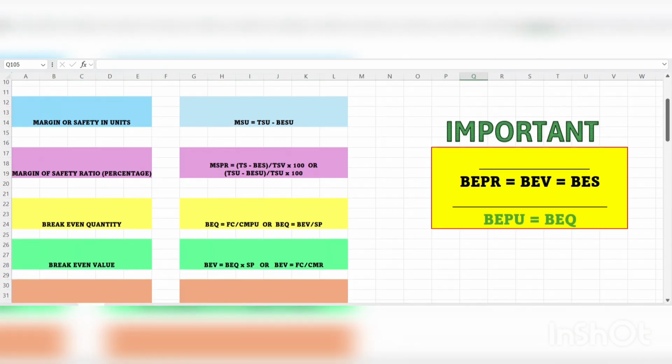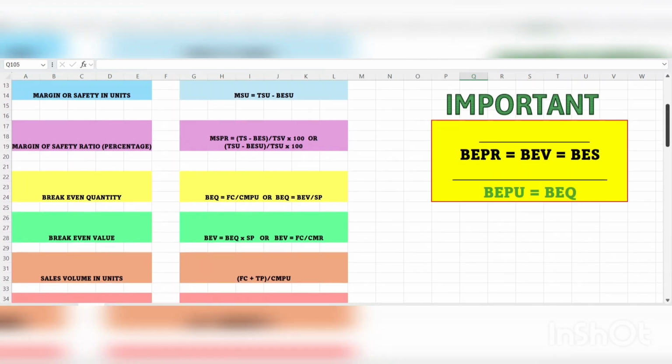We have our margin of safety in units, which is your total sales in units minus your break-even sales in units. Okay. Then we have our margin of safety ratio. Wherever there's a ratio, it's a percentage. Wherever there's a percentage, it's a ratio. Always remember to include your percentage sign at the end of your answer. There's two ways to work it out. Your total sales minus your break-even sales divided by your total sales value.